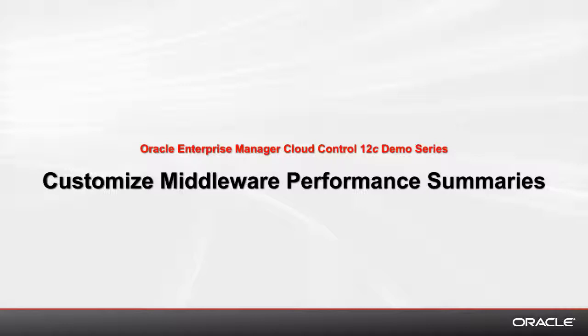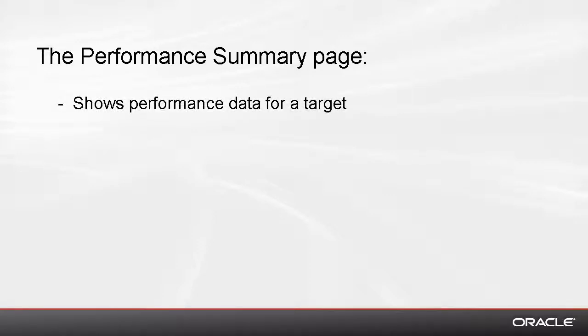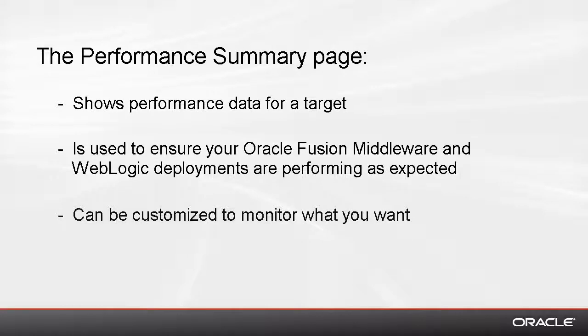In this demonstration, I'll show you how to customize the Performance Summary page in Enterprise Manager Cloud Control 12C. The Performance Summary page shows you all the relevant performance data for a particular target. Using this page, you can ensure your Oracle Fusion middleware and WebLogic deployments are performing as expected and meeting your targets. And you can customize this page to monitor exactly the performance metrics you want.